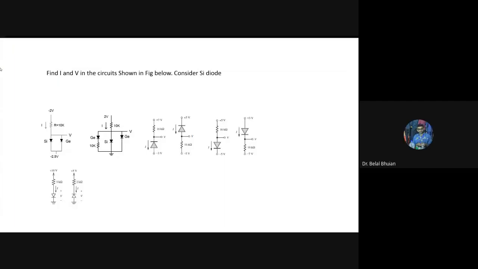So we have many circuits here, and in each circuit we have to determine the current, level current, and the voltage. So the first one, we have a minus 2 volt and minus 2.5 volt. So first of all, let's see if the individual diodes, silicon diodes, are forward biased or not.